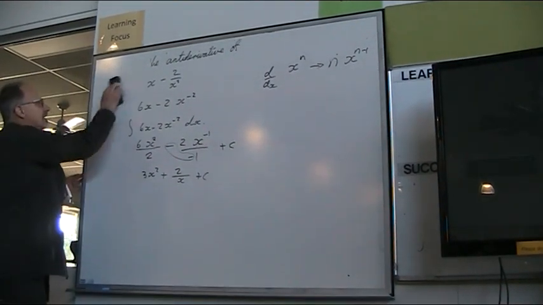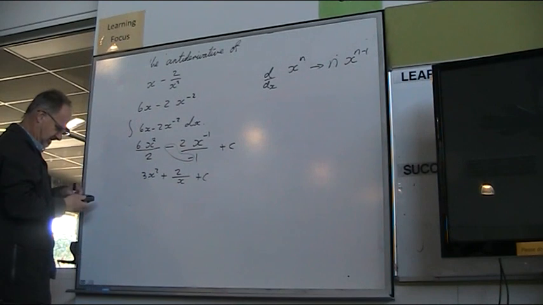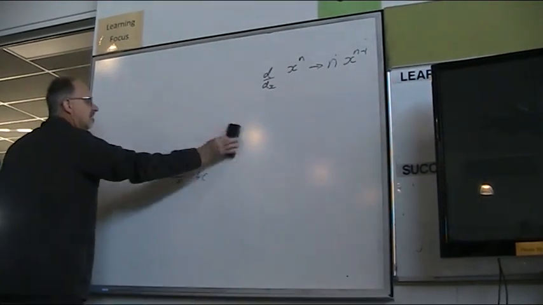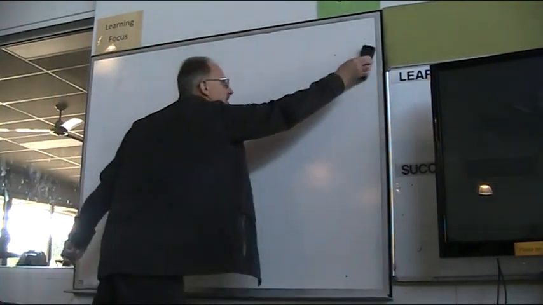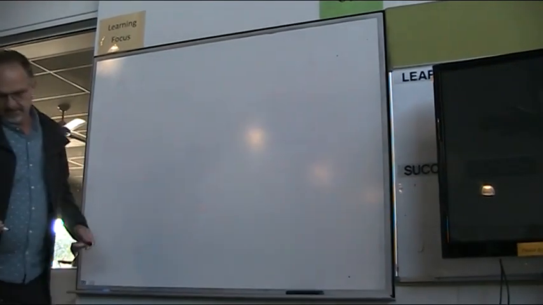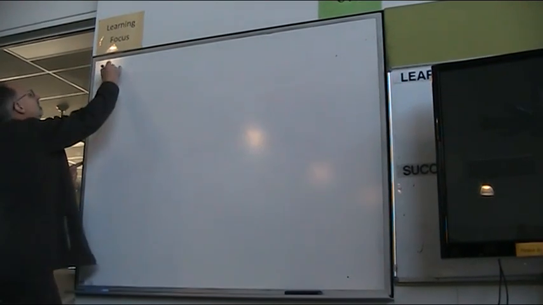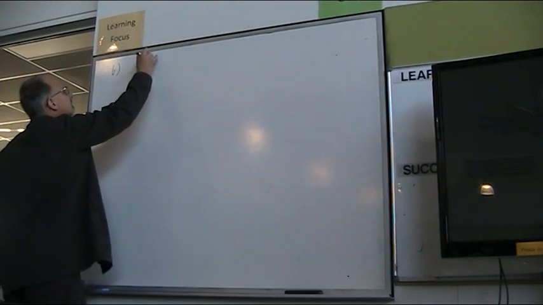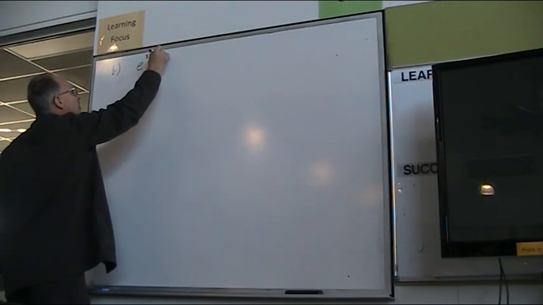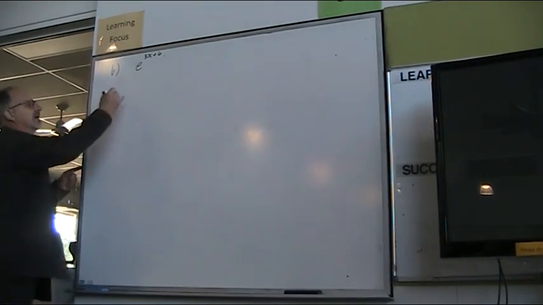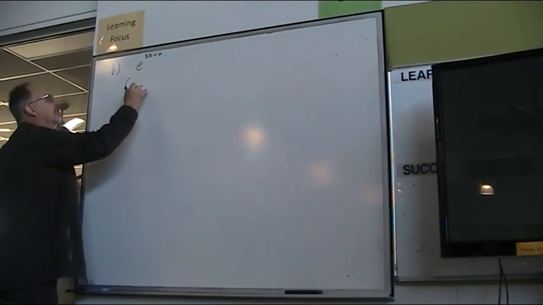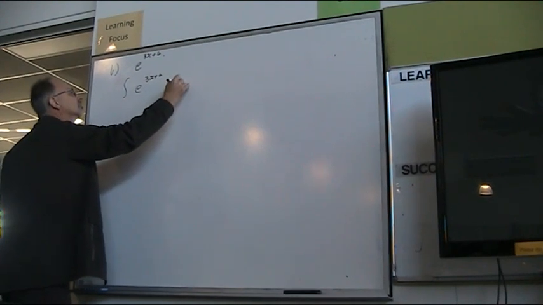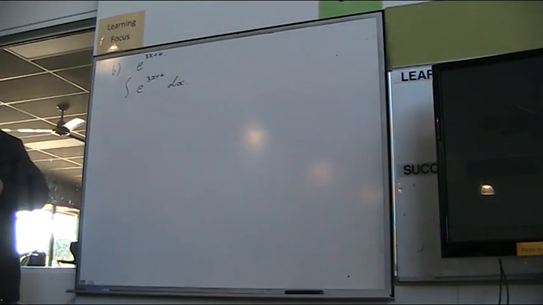Okay, so this next one we're going to do is B, it's e to the 3x plus 4. So we're looking at the integral, or the antiderivative, of e to the 3x plus 4.